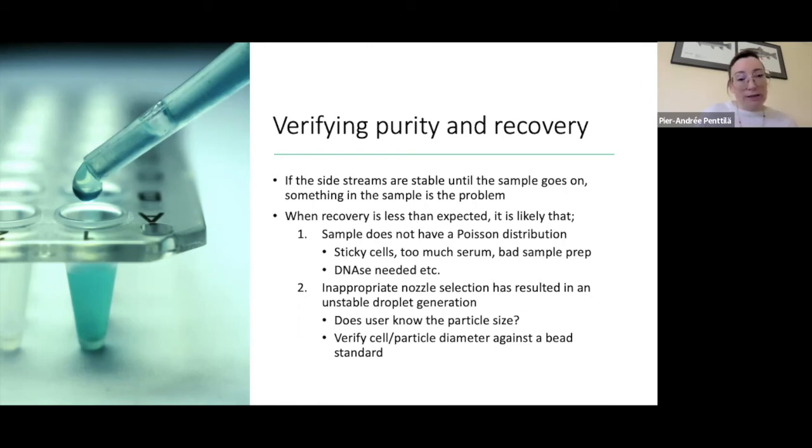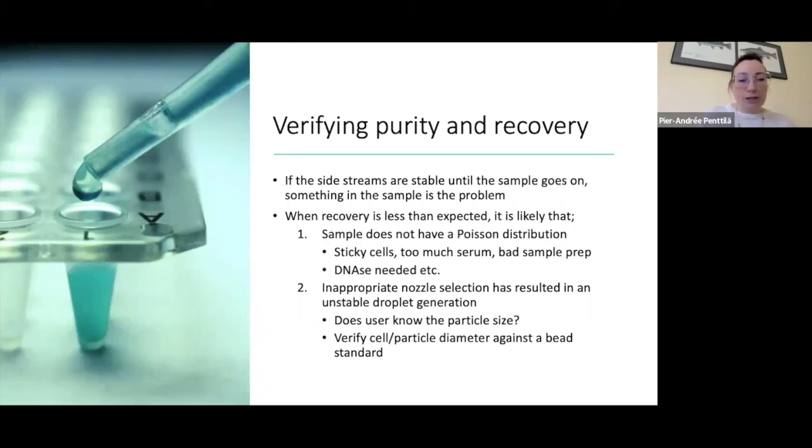But when recovery is less than expected, it is likely that the sample does not have a Poisson distribution, and that typically is because the cells are too sticky, there's too much serum, or the sample prep is not very good. So you can add things like DNase to get rid of dead cells and to reduce that stickiness. The other aspect of improper or less recovery than expected is a choice of an inappropriate nozzle vis-a-vis the size of your cell. And this results in an unstable droplet generation.